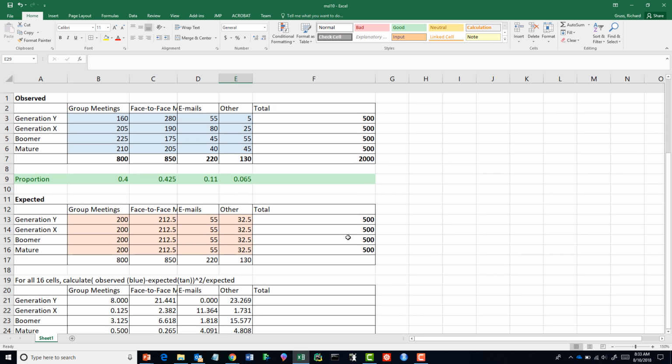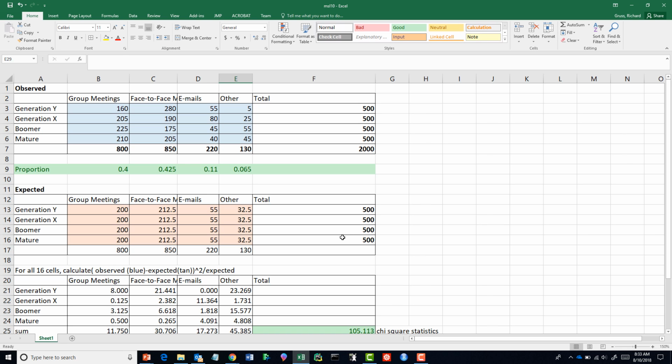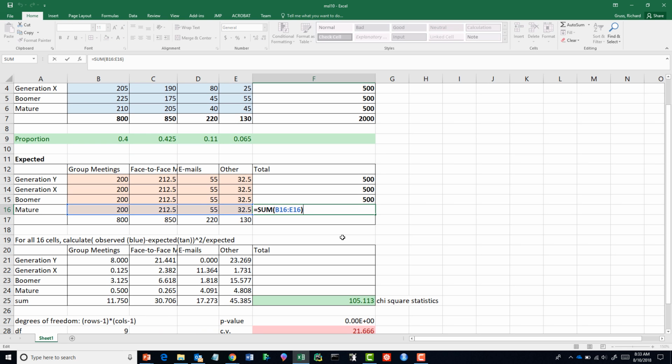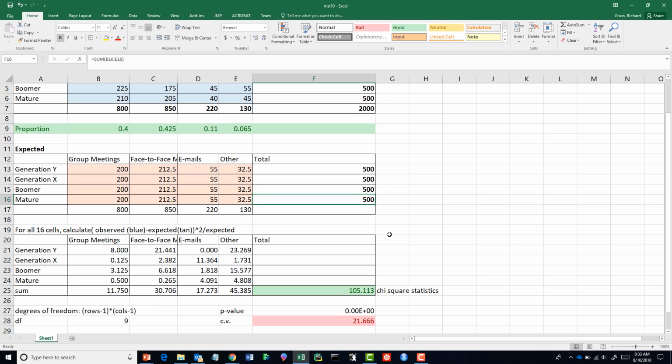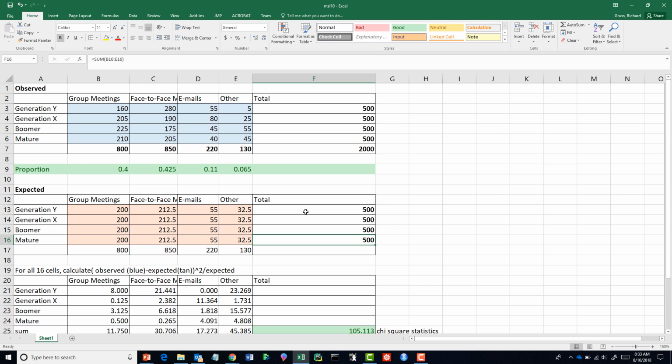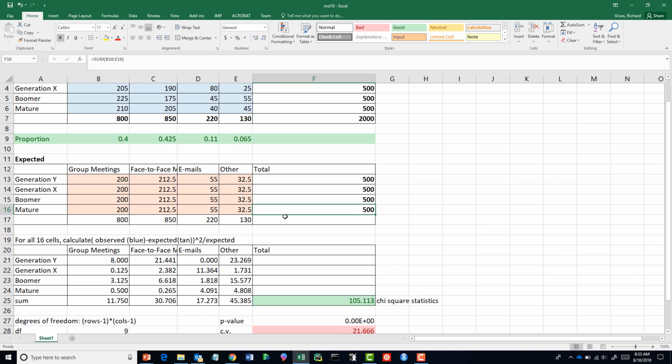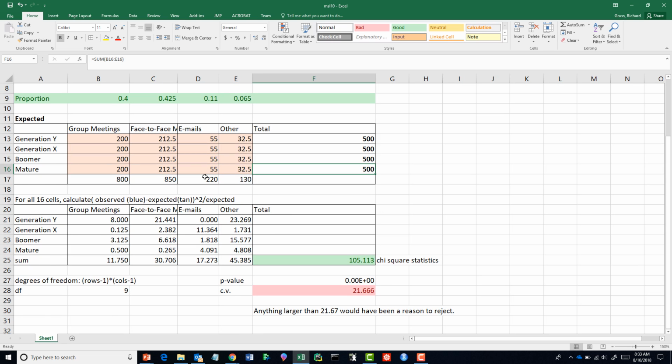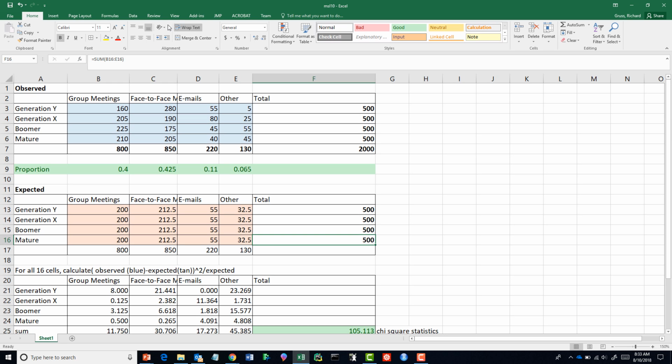Now, this is how I did it, and this is a good way to understand what exactly the chi-square test is doing. But for those of you who got the real statistics add-in, let me show you. They cut out a lot of steps for you and give you kind of a nice shortcut. Let me see if I can find it again.